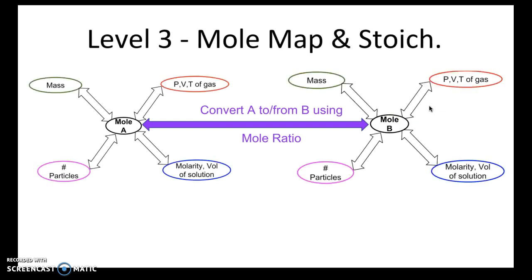Finally, for the level 3 problems, you're using both mole maps and stoichiometry. So in this case, you wouldn't be given the moles of substance A, you would be given the mass of substance A, for example. And you would have to convert from mass of substance A to moles of A. Then use your mole ratios to convert from moles of A to moles of B. And then from there, whatever they're asking you to find for substance B, it could be the molarity, the number of particles, or the mass.